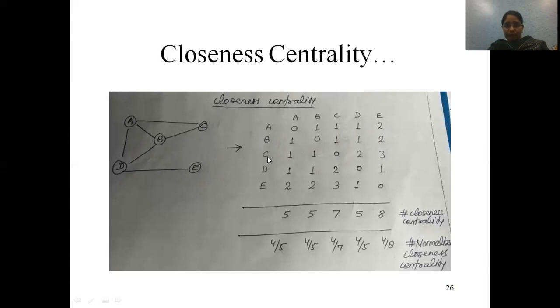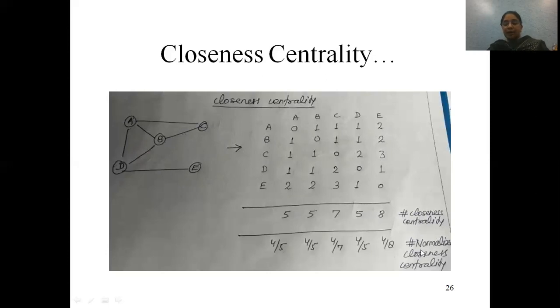In the same way, C to D. How will we go from C to D? C to B and B to D. So 2 here. And C to E, no direct path. We will go like this: C to B, B to D, D to E. That is why 3. Then we will take the sum of each column. These will be the closeness centrality of the nodes.